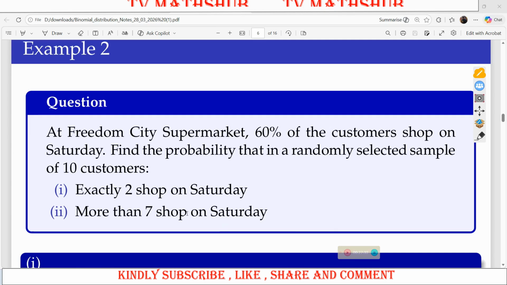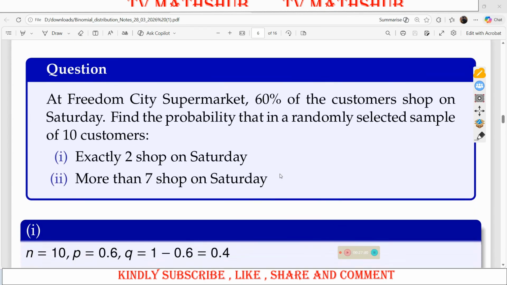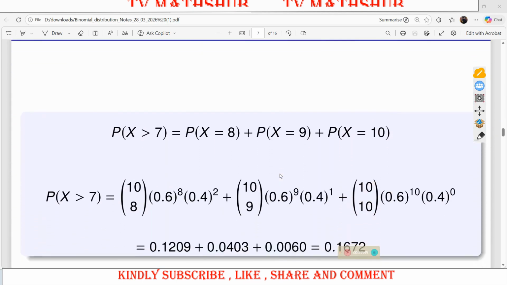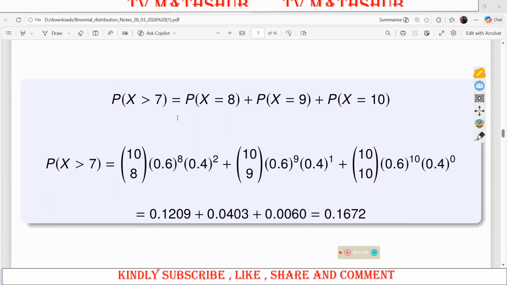So next we need to look at more than 7 shop on Saturday. So that is the probability of X greater than 7. Since N goes up to 10, when we are looking at the probability of X greater than 7, you are simply looking at the probability of X equaling 8, X equaling 9, and X equaling 10.